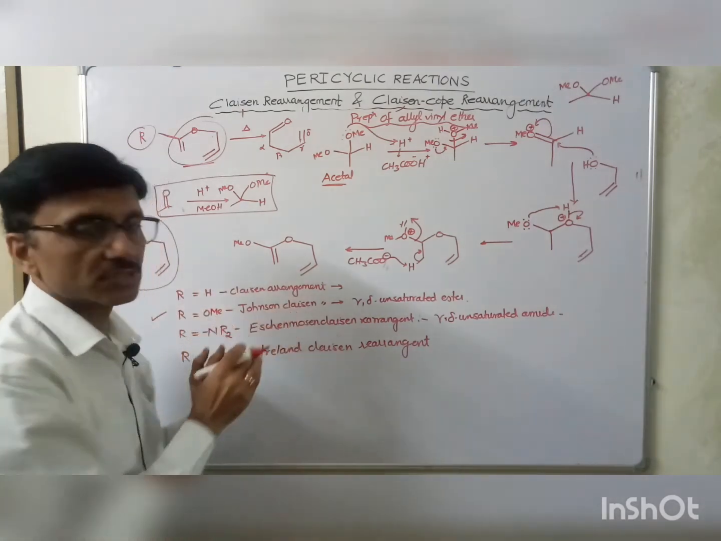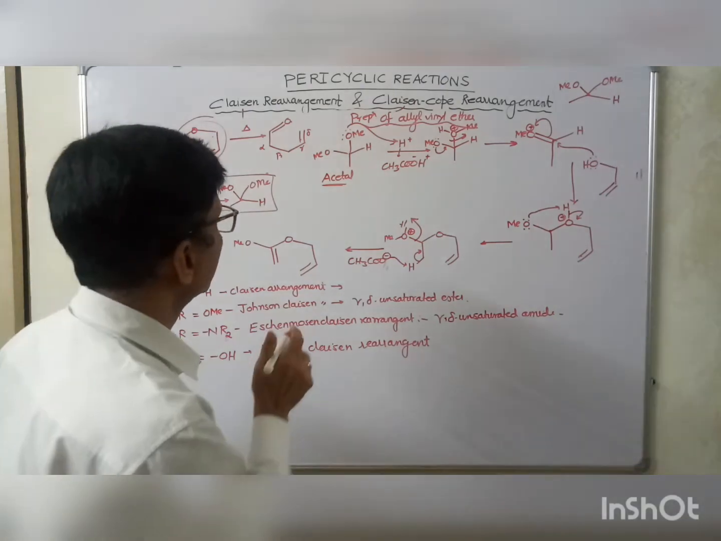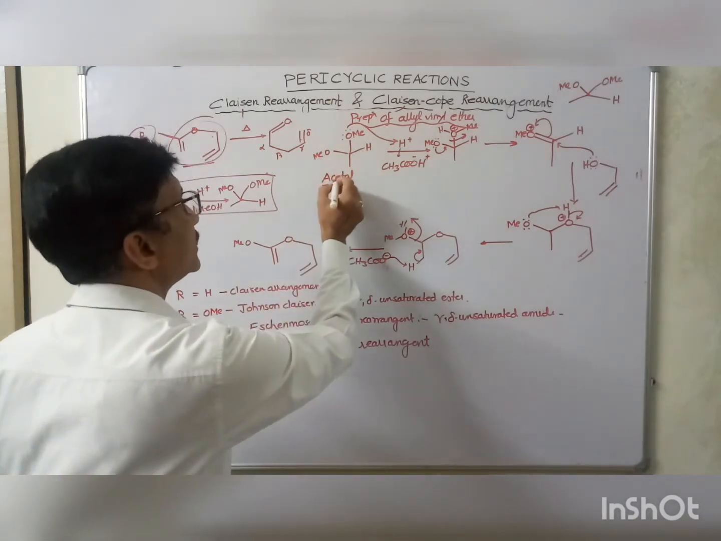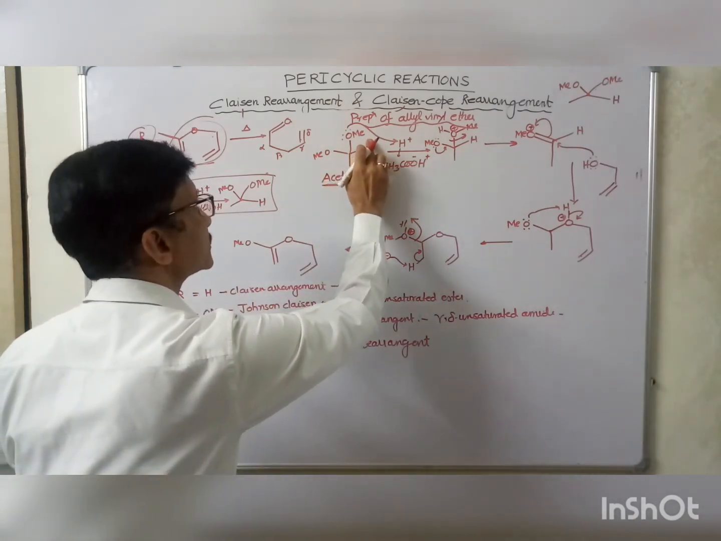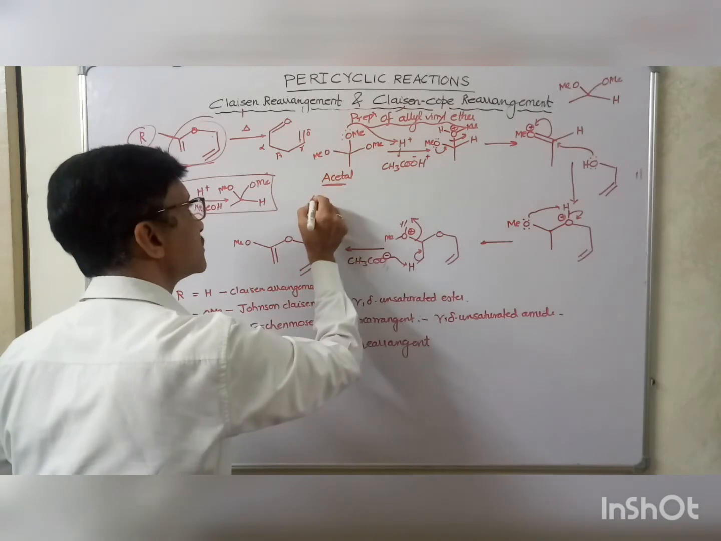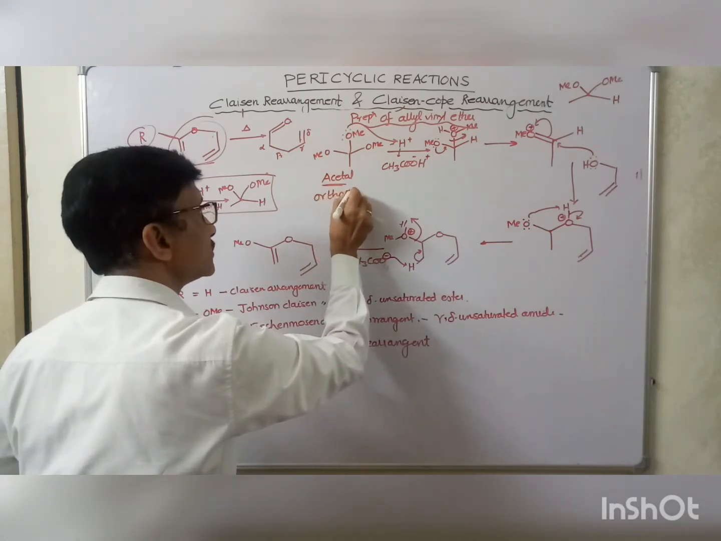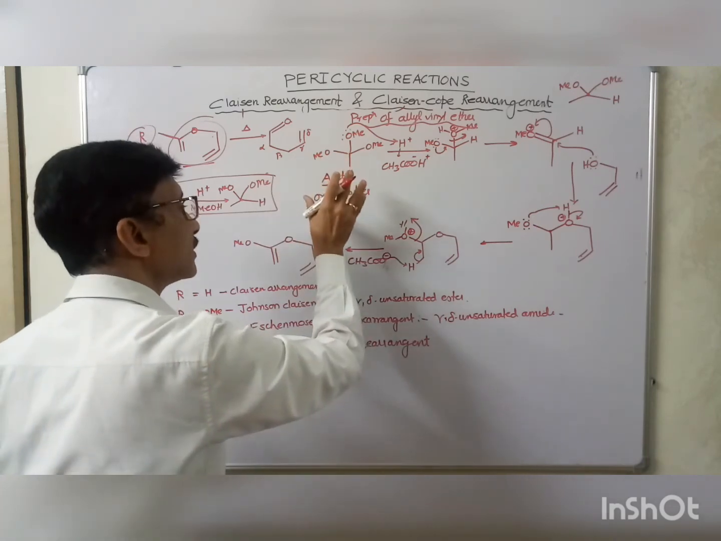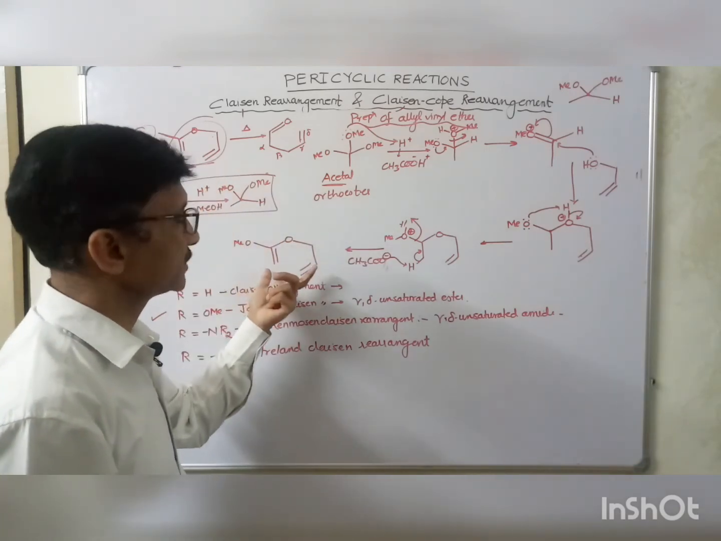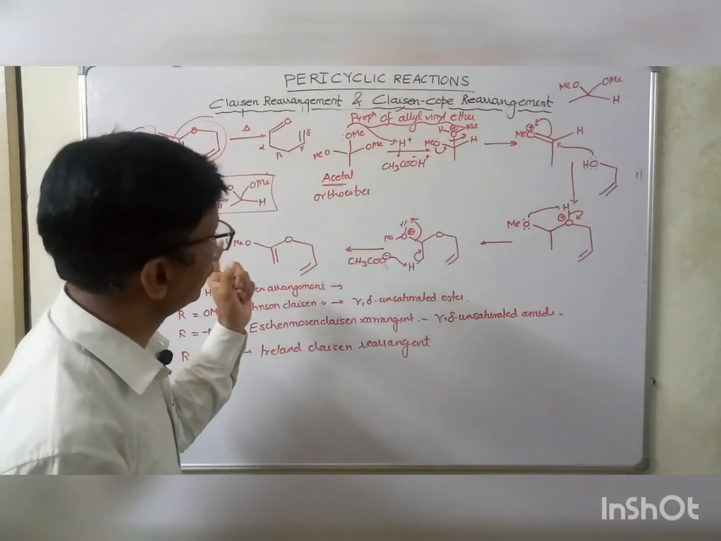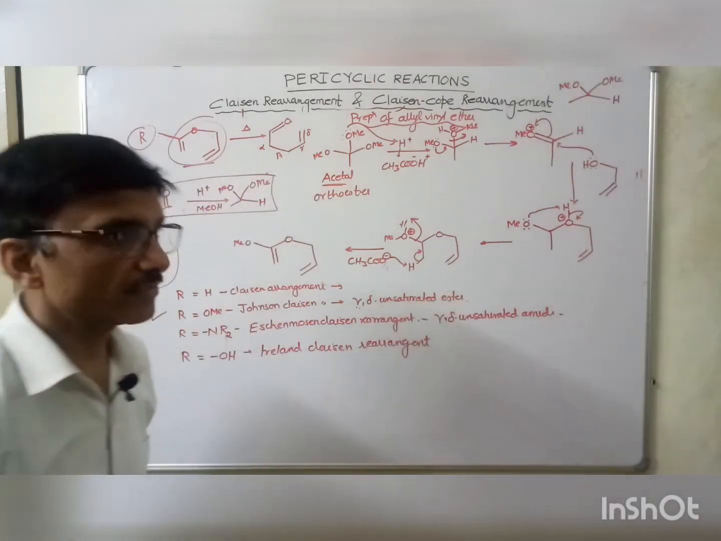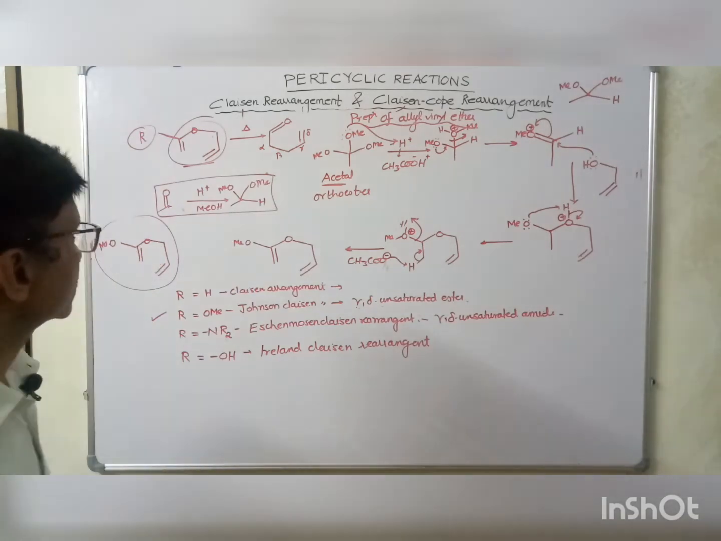for the Johnson-Claisen rearrangement. It means that in place of acetal we should have this OMe over here, and that is called the orthoester. So if we start the reaction with orthoester, then we can get this substrate molecule, and from this substrate molecule we get a gamma delta unsaturated ester as the product. That would be the product in this case.